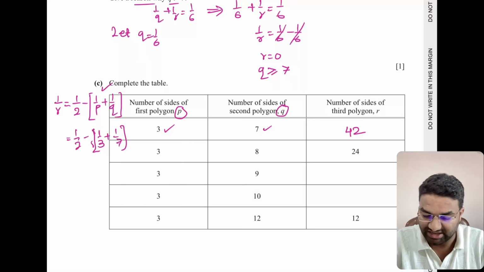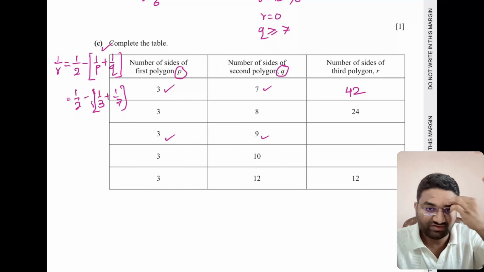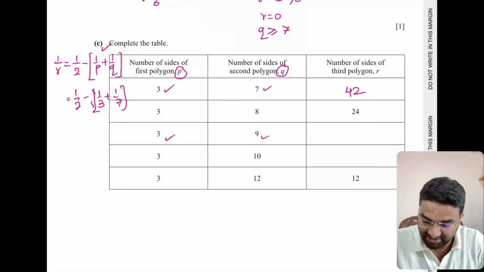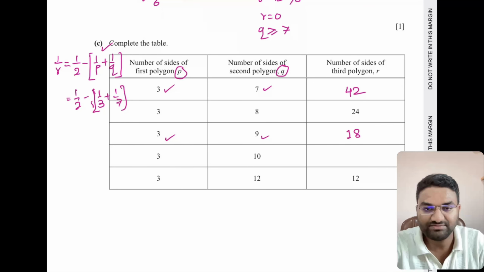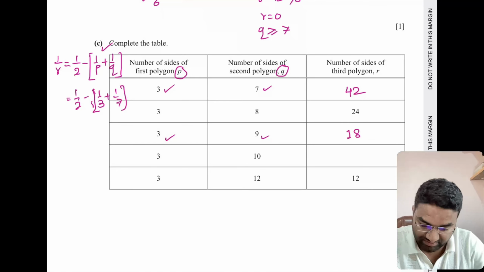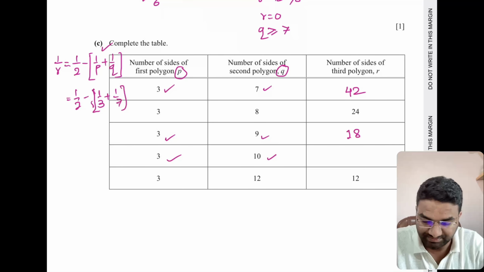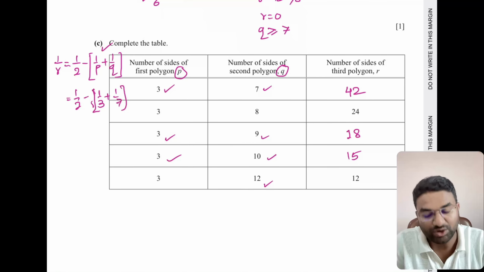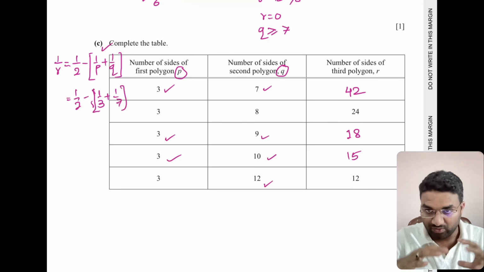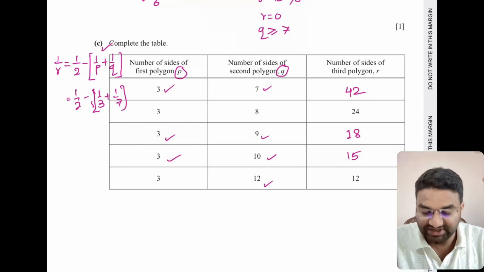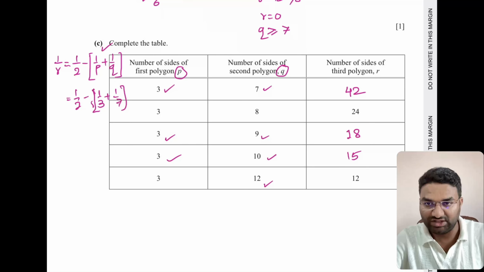I will just write down. You can do this calculation for 3, 9. You will get around 40. Sorry, it's 18. Fine. And for when p is equal to 3, q is equal to 10, you will get 15. And already we have for q is equal to 12, r is equal to 12. Fine. I hope you are getting all these discussion ideas, how to solve these investigation modeling questions.